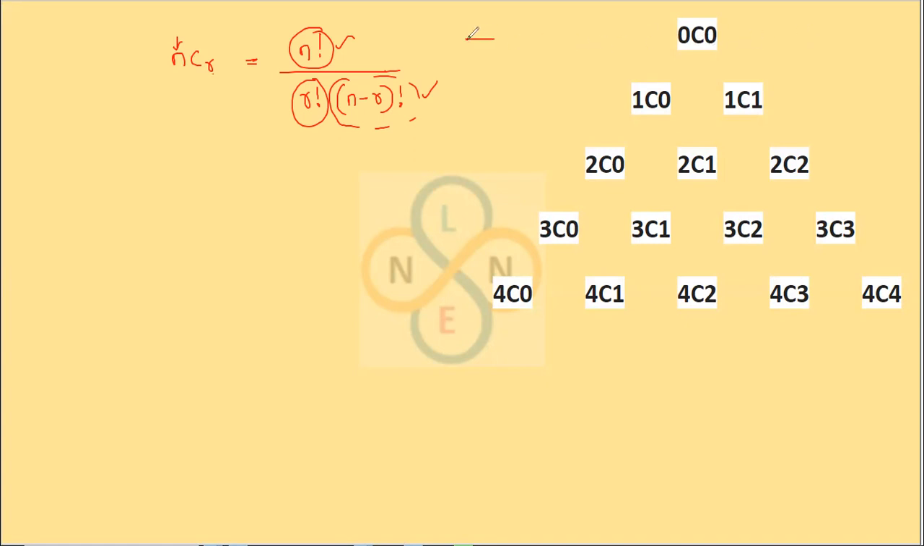If this is row number 0, then what are we supposed to find? 0C0. If this is row number 1, then we have to find 1C0 and 1C1, starting from 0 and going up to the same row number. If it is row number 2, then 2C0, 2C1, 2C2. If row number 3, then 3C0, 3C1, 3C2, 3C3. If row number is 4, then 4C0, 4C1, 4C2, 4C3, 4C4. If you find these, then we get the corresponding triangle pattern as numbers.